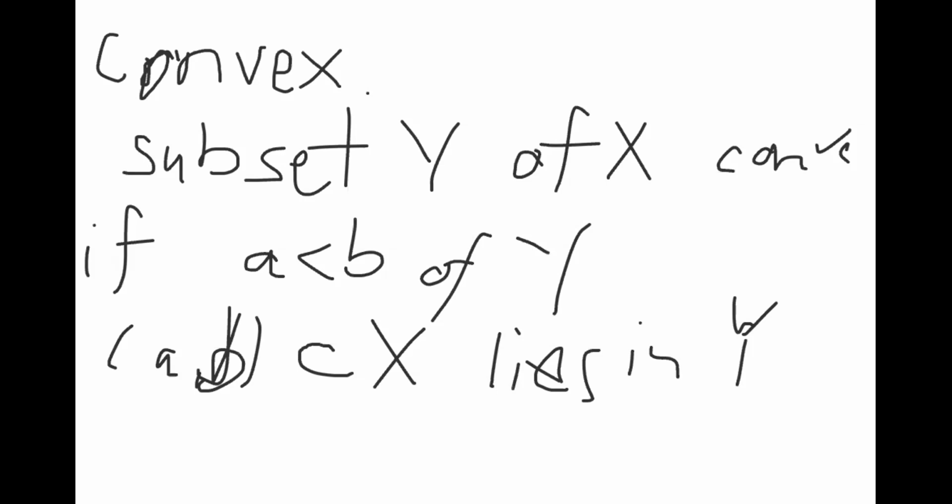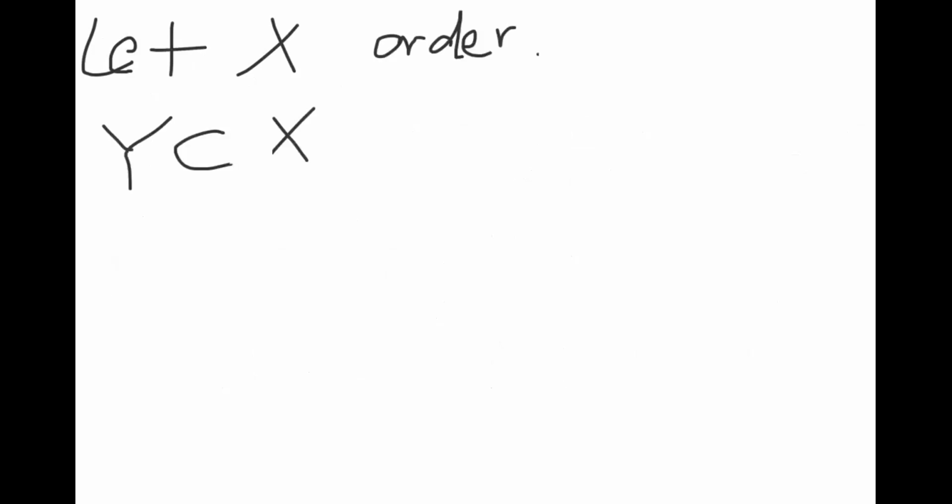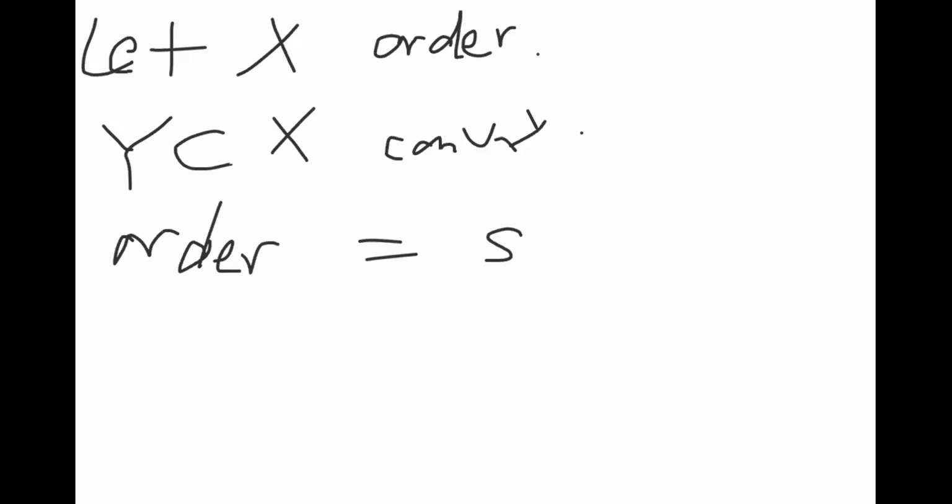Now I'll introduce the last theorem. Let X be an ordered set in the order topology, and Y be a subset of X that is convex in X. Then the order topology on Y is the same as the topology Y inherits as a subspace of X. Do you have any idea how to prove it? Or I can give you some minutes, and you can work on it.